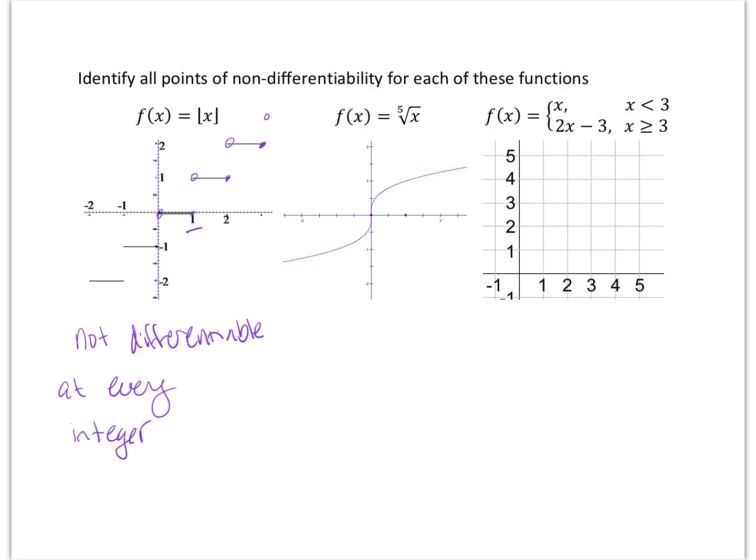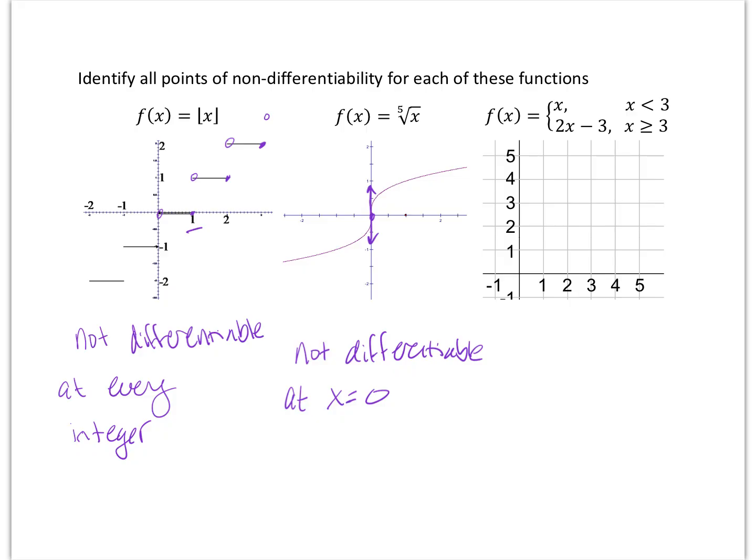And then for the second graph, we have a vertical tangent line here at x equals 0. So this is not differentiable at x equals 0 because I have a vertical tangent line.